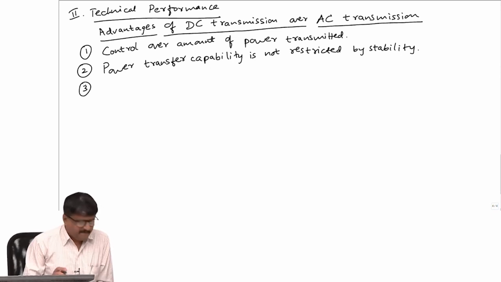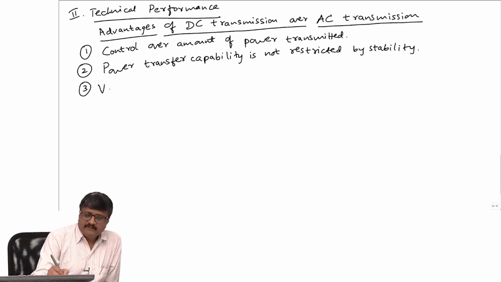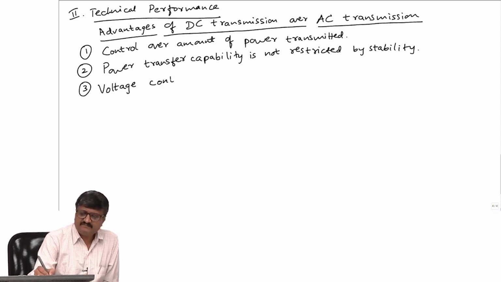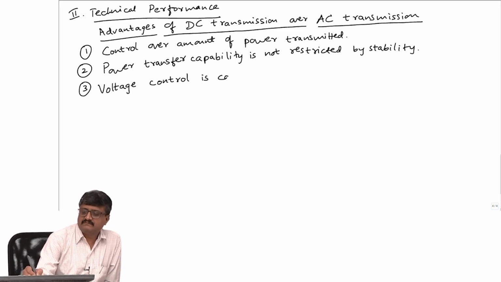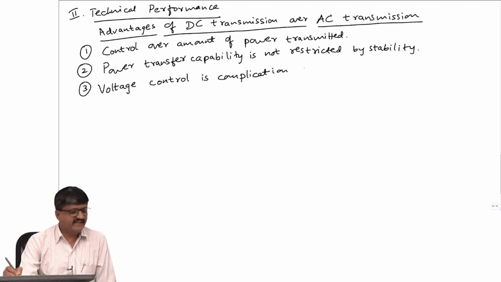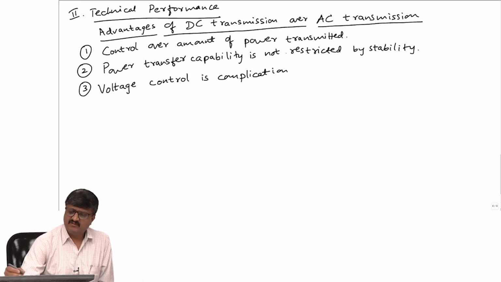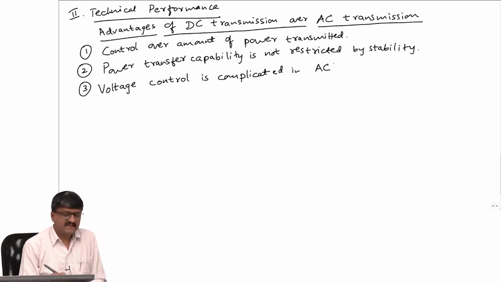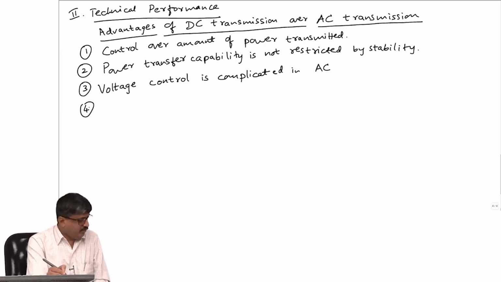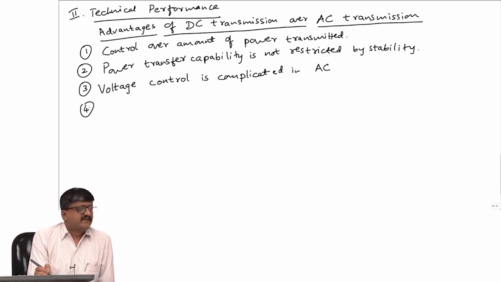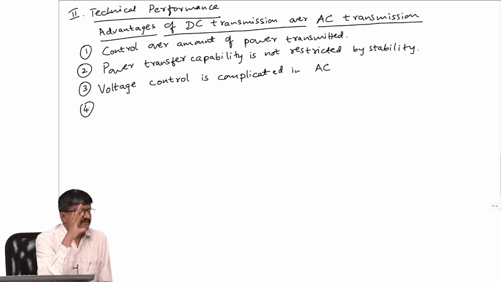So voltage control is actually complicated in AC. Again, I am talking about conventional AC transmission without the use of any power electronic equipment in the AC system. Voltage control is complicated in AC.